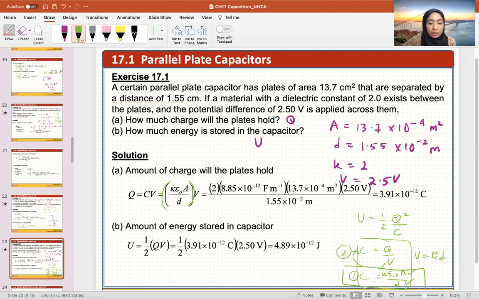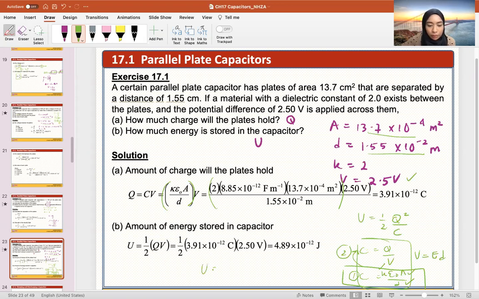So C is 2 times 8.85 times 13.7 times 10 to the minus 4, divided by D. D is 1.55 times 10 to the minus 2. So that is its C. And then using this value of C, use the second equation, C equals Q over V to solve for Q. So C times V. So C is this dude over here. V is 2.5. This is our V. Okay, easy.